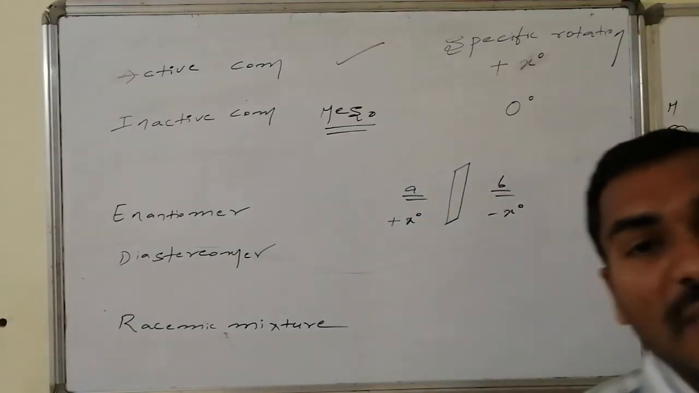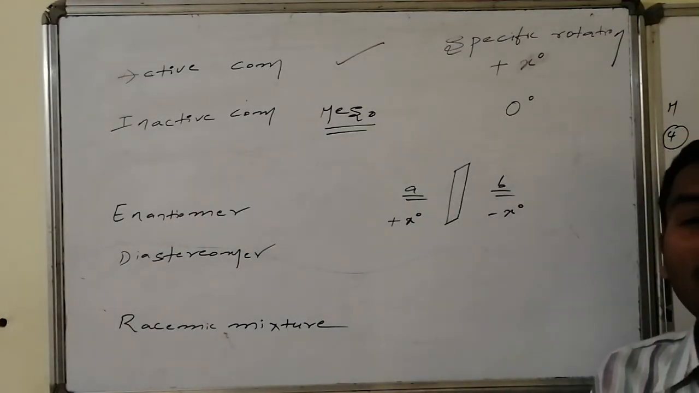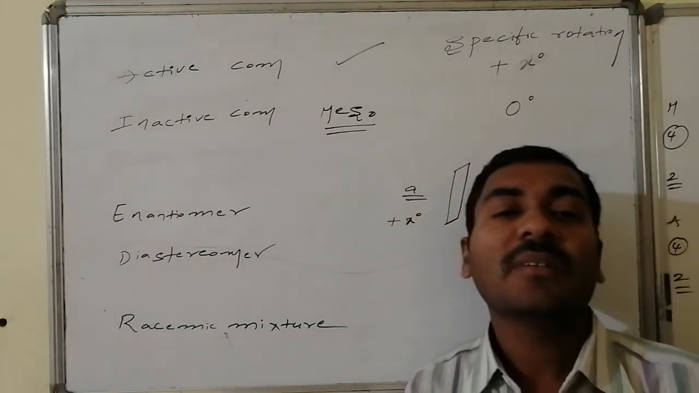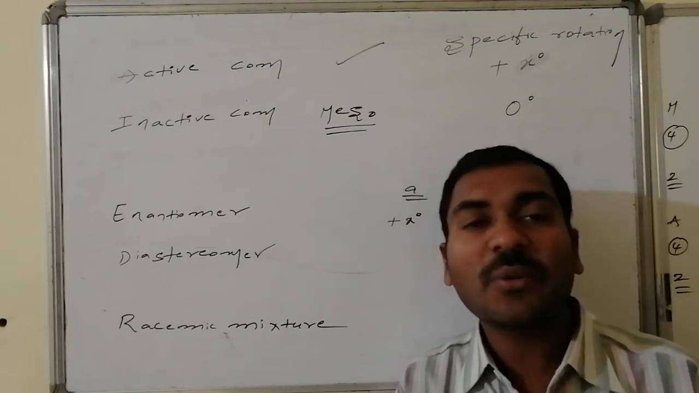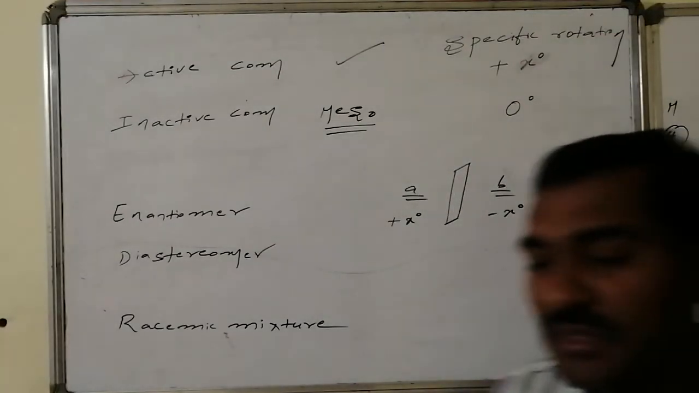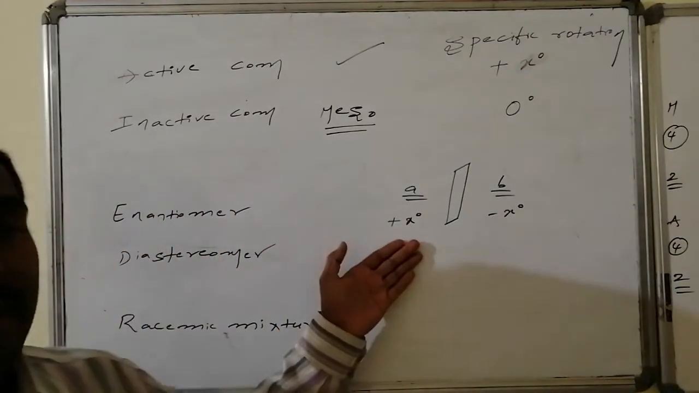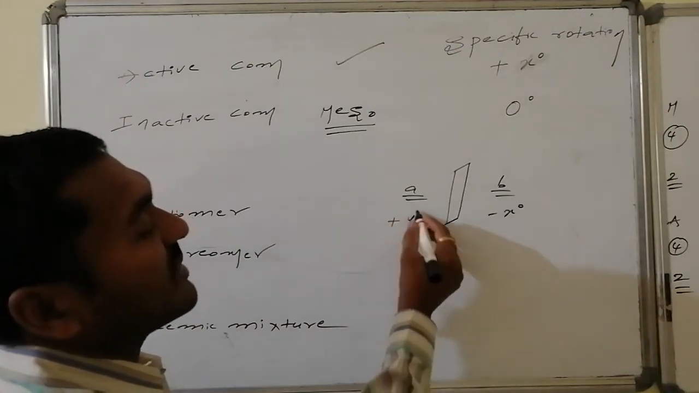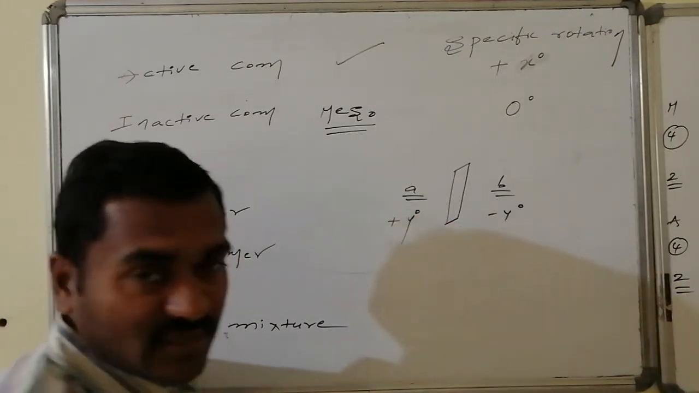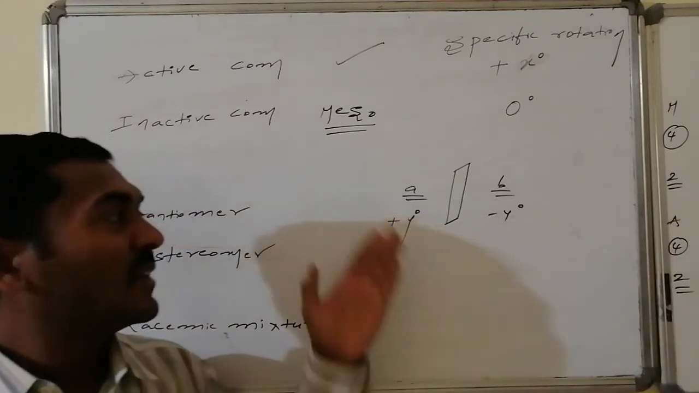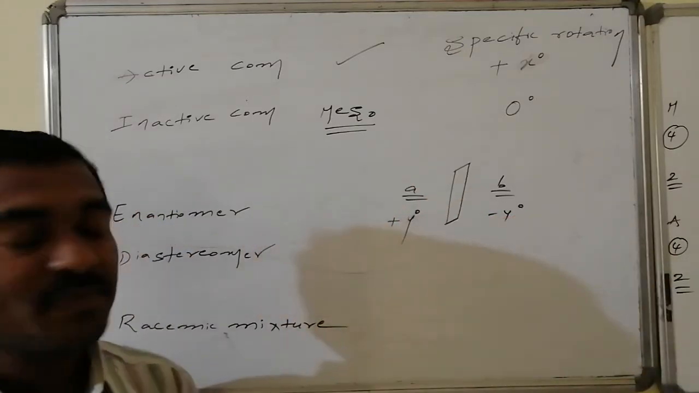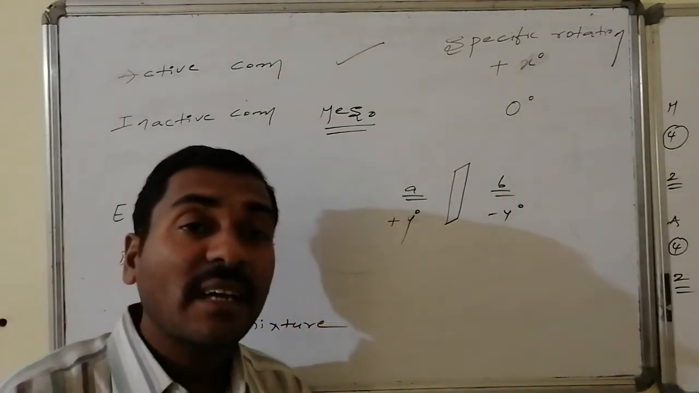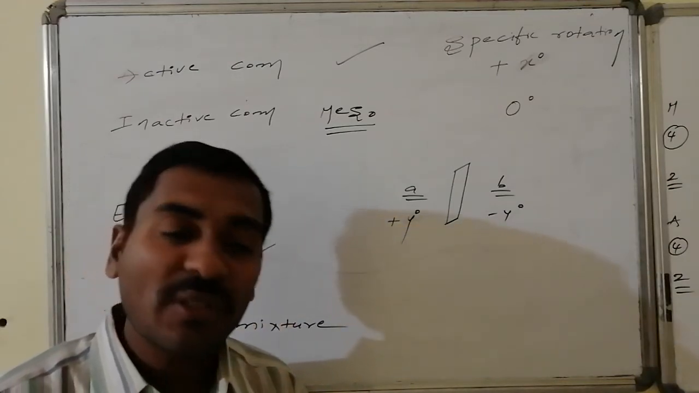Thus, the enantiomers are optically active. The corresponding specific rotation magnitude remains the same, but the sign is opposite. One has a specific rotation of plus x degrees, the other has minus x degrees. Suppose the specific rotation is not x; if it is plus y degrees, it will become minus y degrees, because these are mirror images. If one rotates towards the right, the other will rotate towards the left, and vice versa. Such compounds are said to be enantiomers to one another.